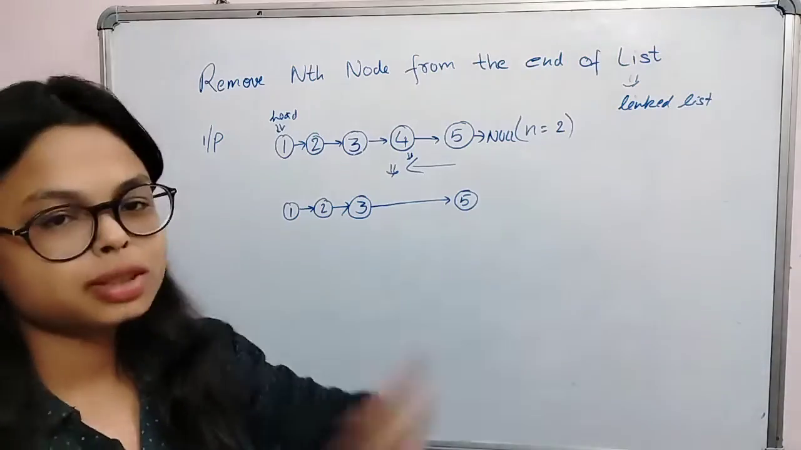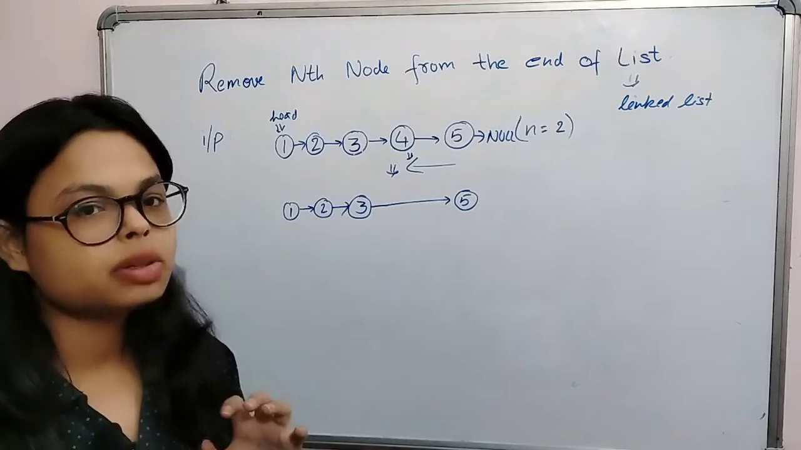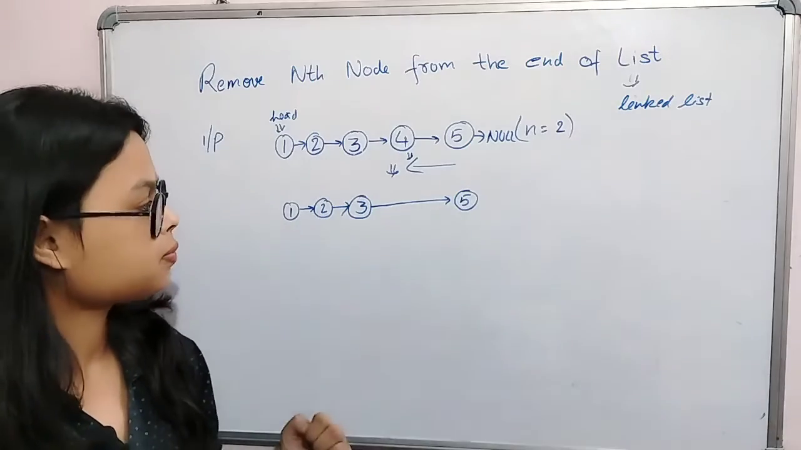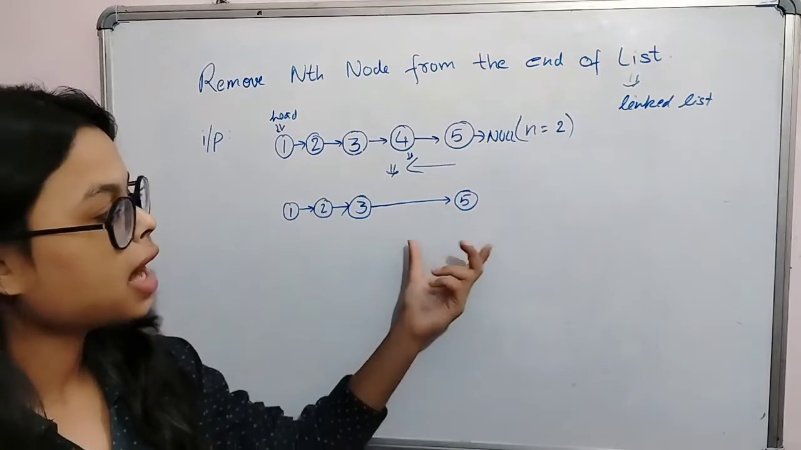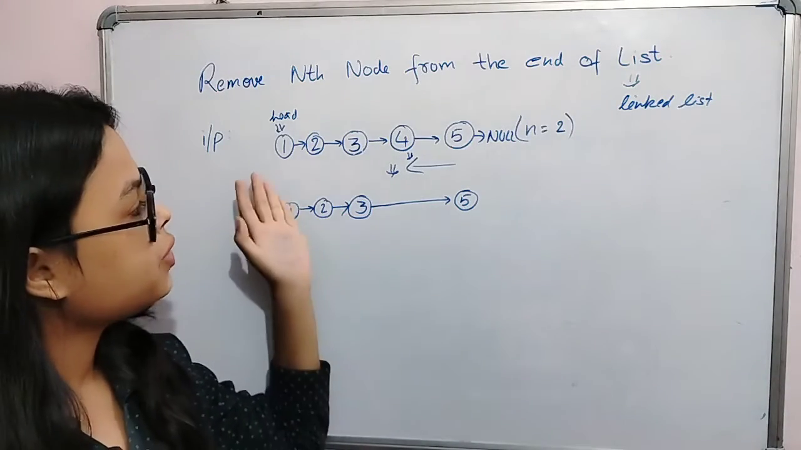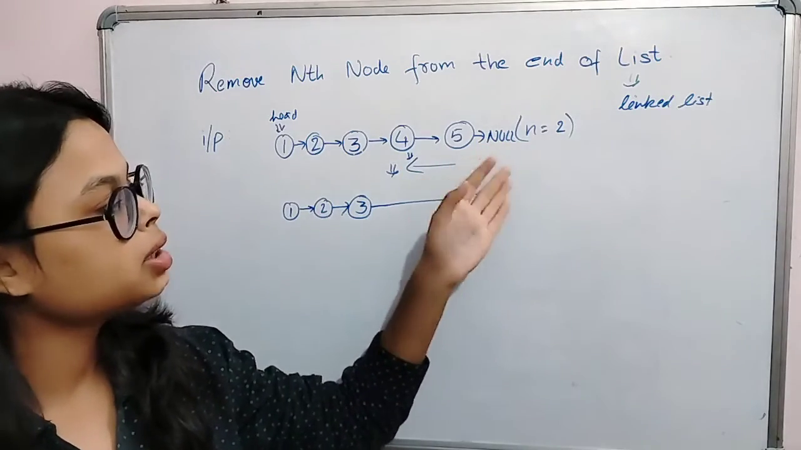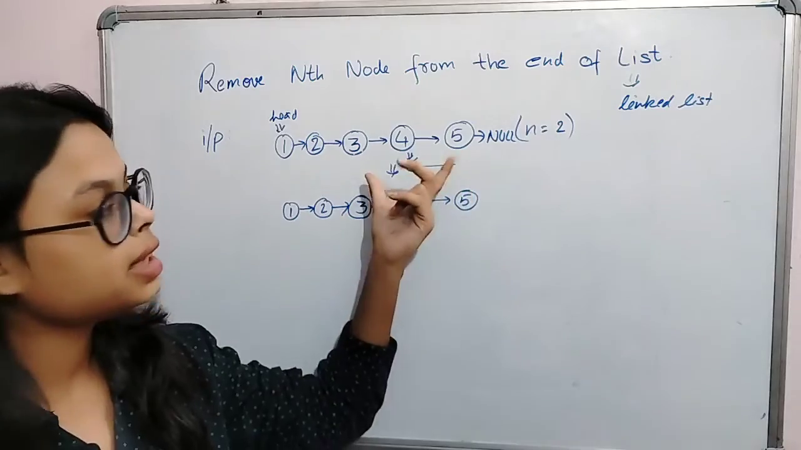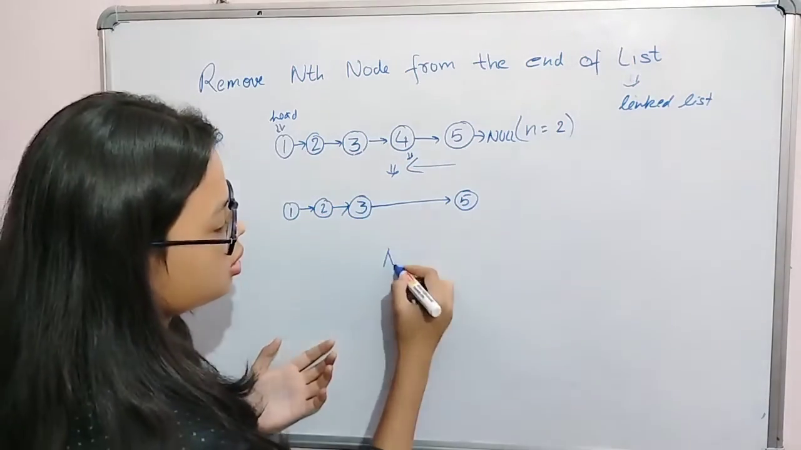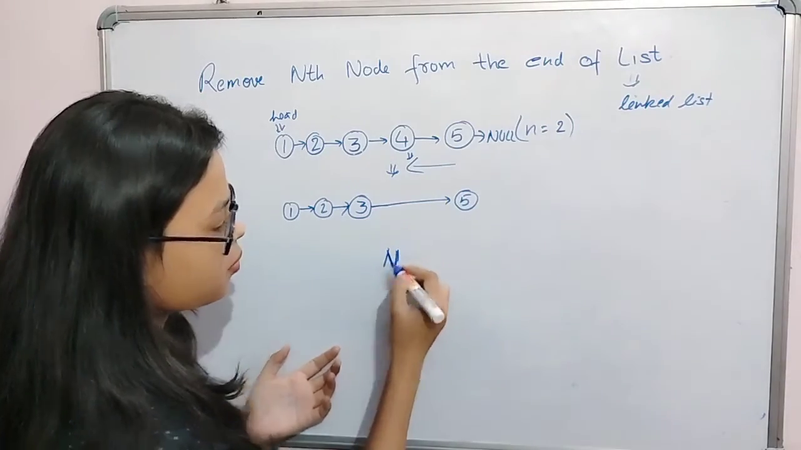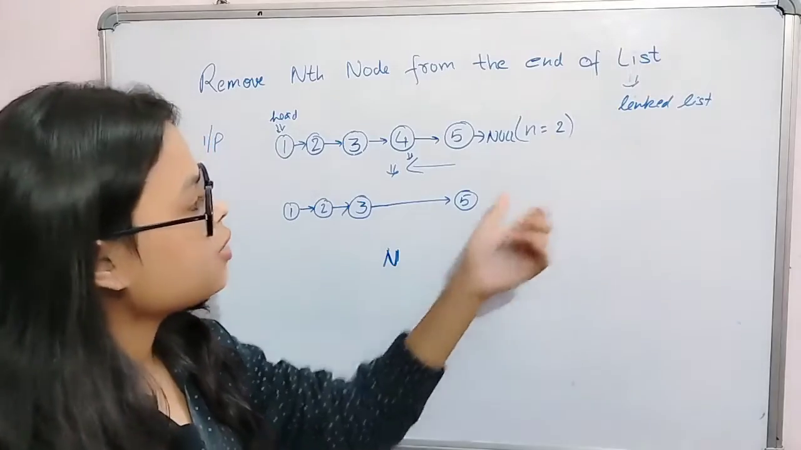Now the question is pretty much clear. Everything is simple. A basic naive approach is that we can have a while loop and iterate over all the elements of the list to find the length of the linked list. Let's say our length of the linked list is n.